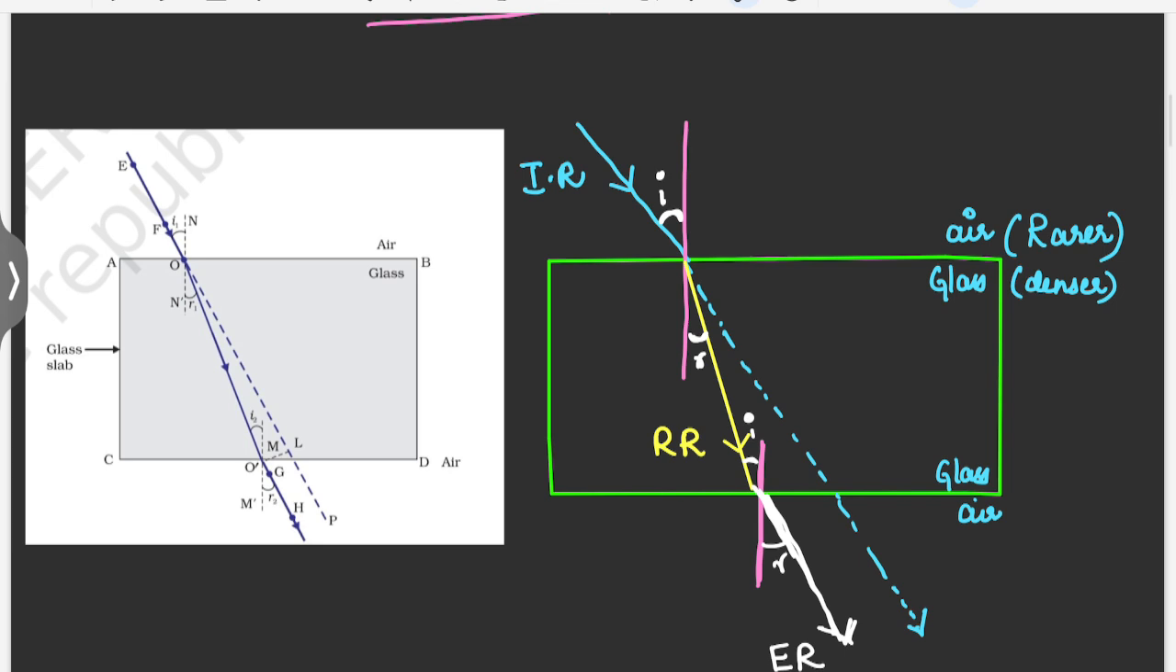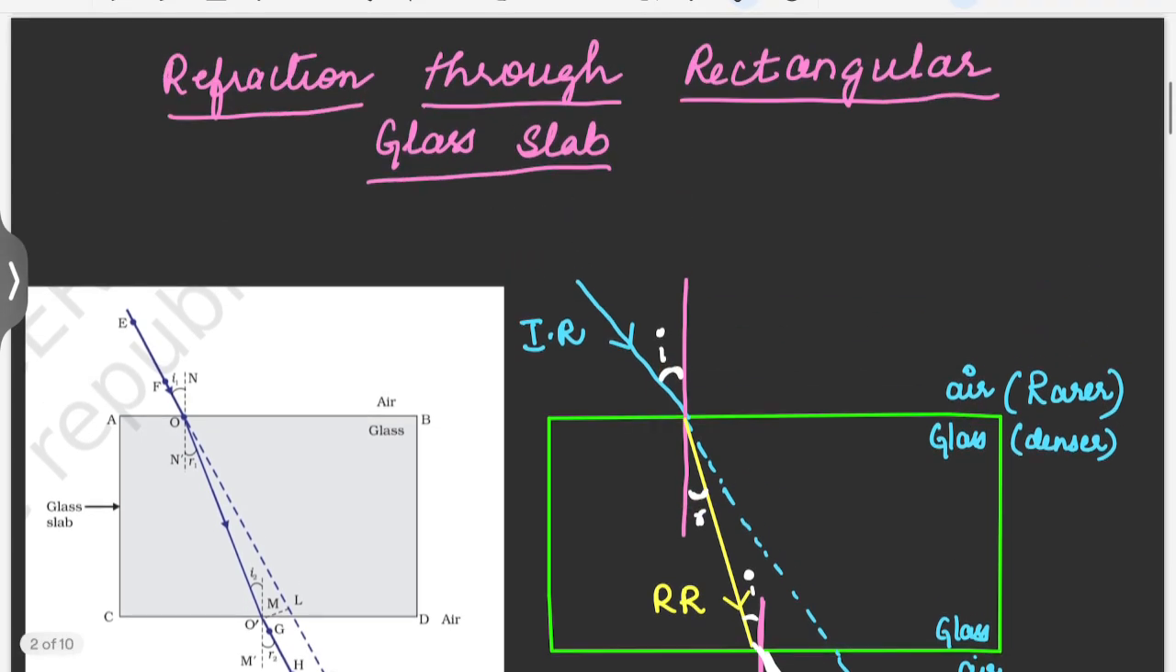So I hope it is clear to you. Remember three rays: incident ray, refracted ray and emergent ray. There are three rays, and about the angle you should know, and about lateral displacement. This is the concept which is very important, and these three questions you have to remember for the board examination.